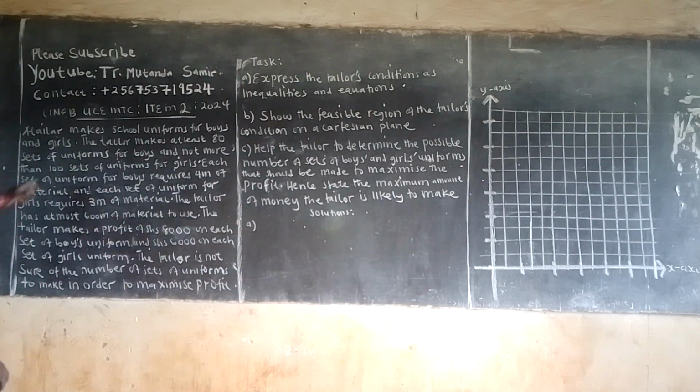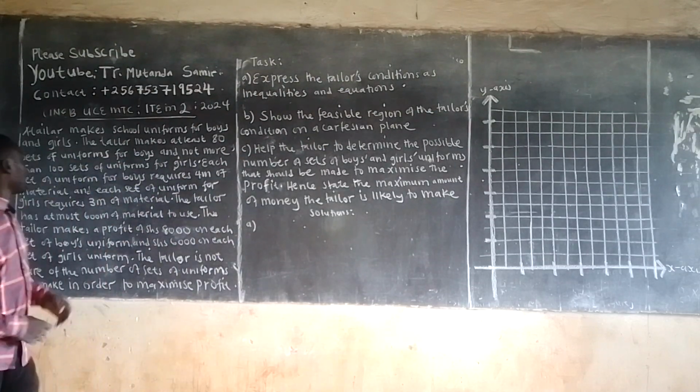Now we're going to look at UNEB UCE MTC item 2, number 2. It came from linear programming. So now I have this question which we want to go through slowly.